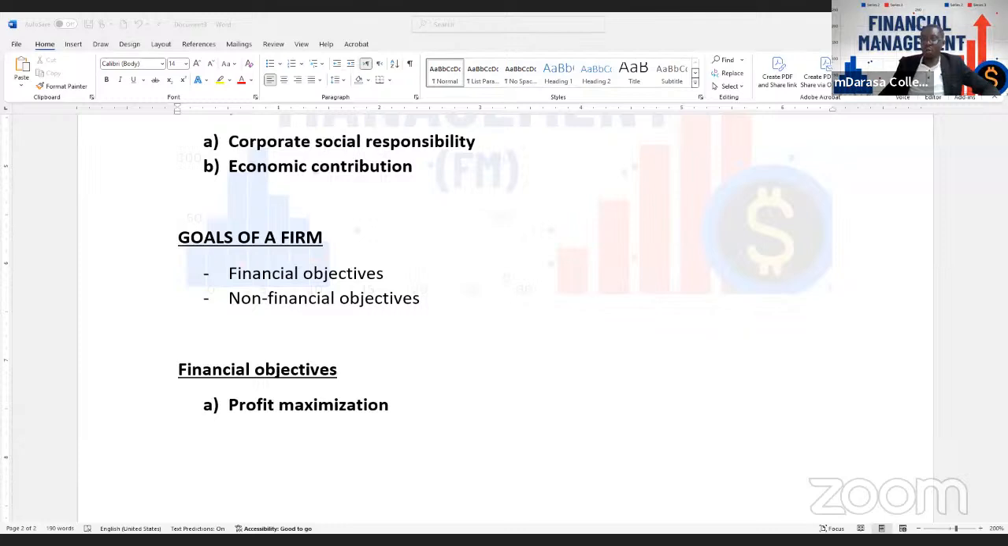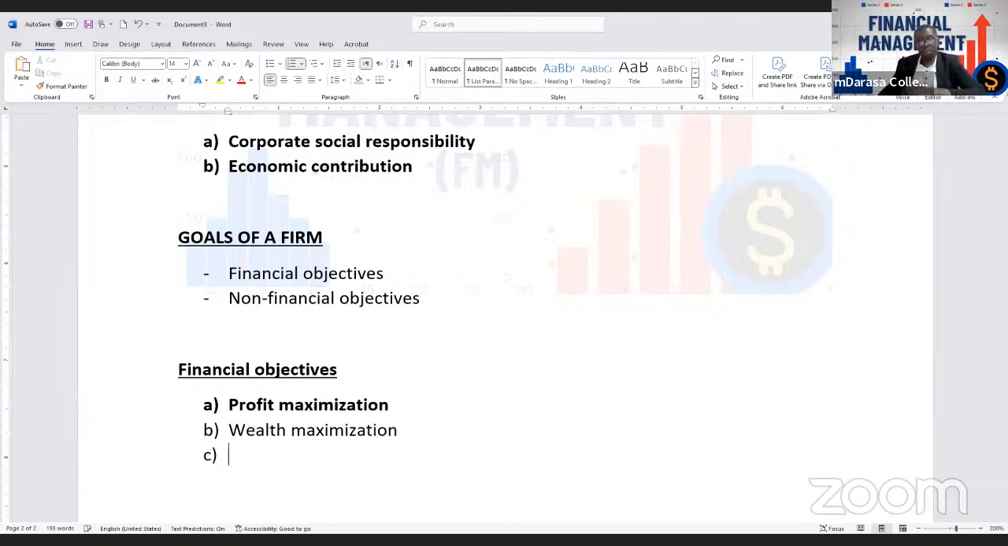The other bit here will be about wealth maximization. So part B here, we're having wealth maximization. This is also another key element. My good students, when you read about wealth maximization, what are we focusing on? Remember, profit is so different from wealth. This is what we should understand.